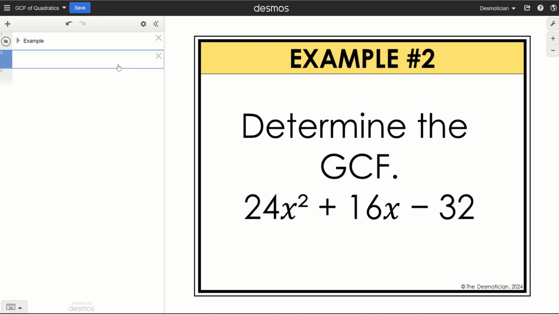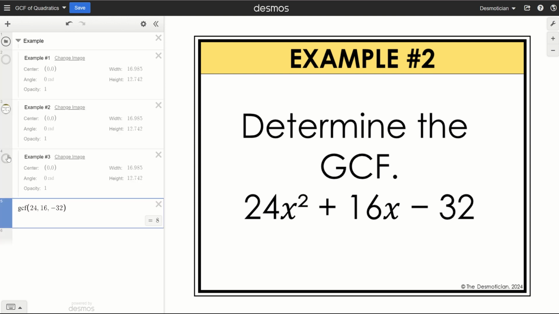This time, we're looking for the largest value that divides evenly into 24, 16, and 32. We're going to start by typing GCF and then listing those values separated by commas. Here the GCF is 8.